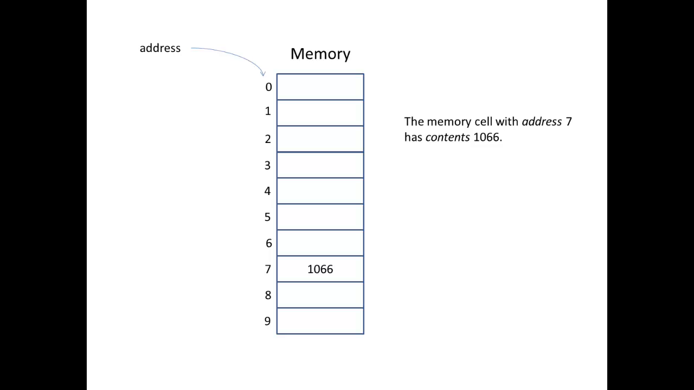Again, memory is just an array of cells. The index of a cell is its address. The contents of the cell is what's stored in the cell. So in this diagram, the memory cell with address 7 has contents 1066. You'll be amazed at how many times you'll get confused about this during the semester and during your career, actually. And we will all do it. It seems hard to believe, though, doesn't it?